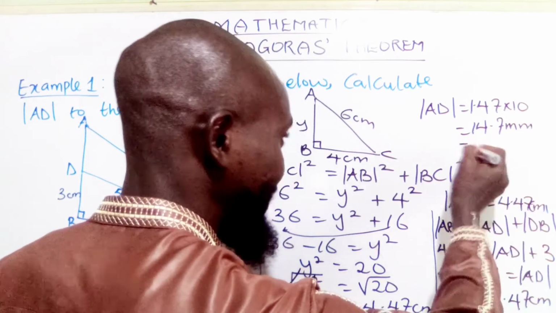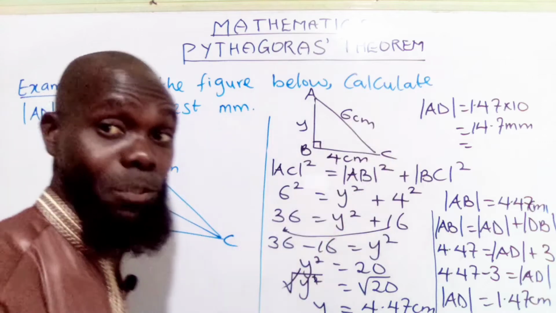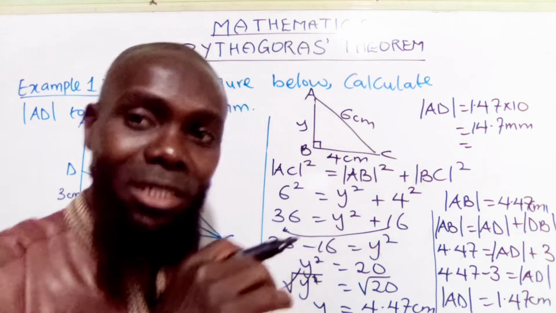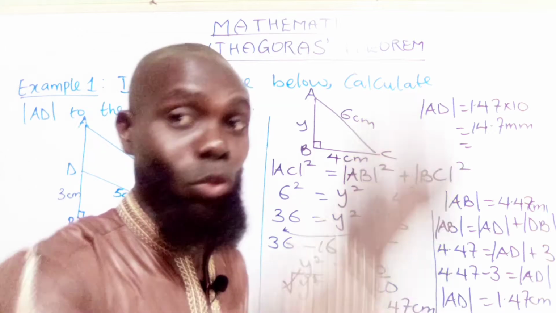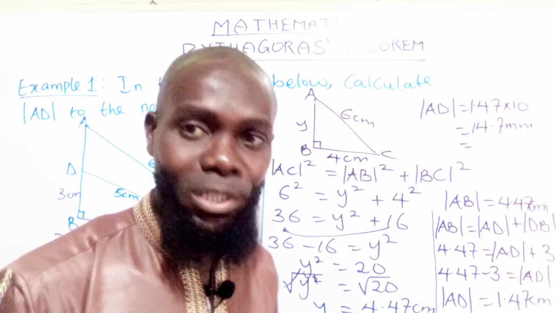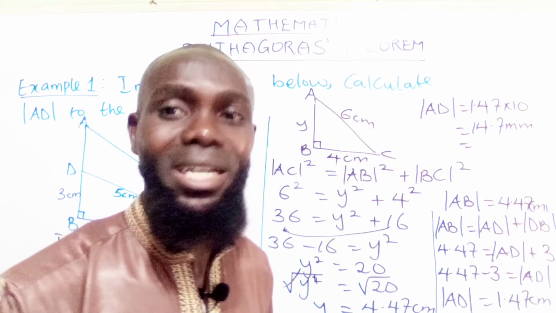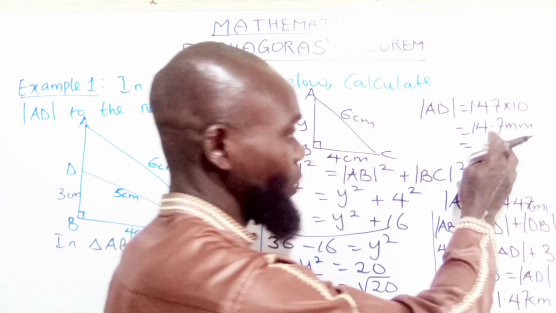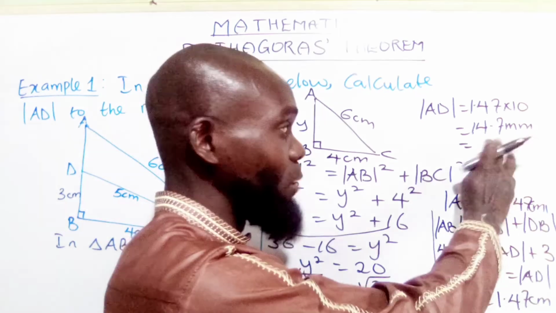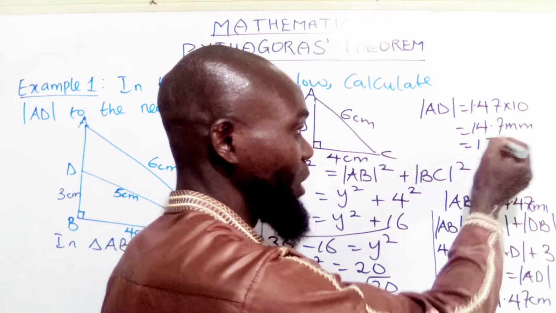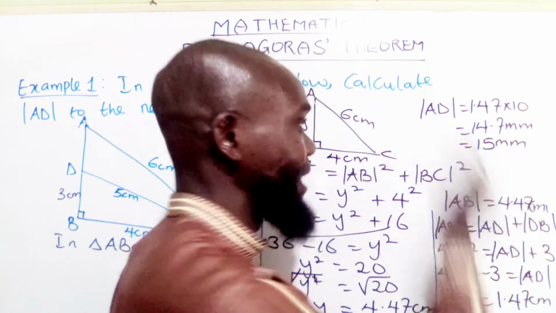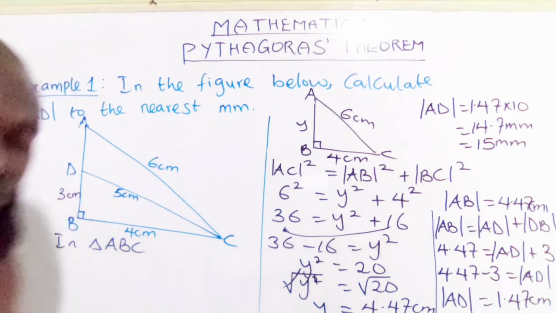To the nearest millimeter means we don't need a decimal point in this place. So look at the digit after the decimal point. If it is between 5 and 9, you round up by 1. If it is between 1 and 4, you round down to 0. Now, we have 7 here, so this 7 will be rounded up. Add the 1 to this 14, making 15. So we have 15 millimeters. That is our line AD.